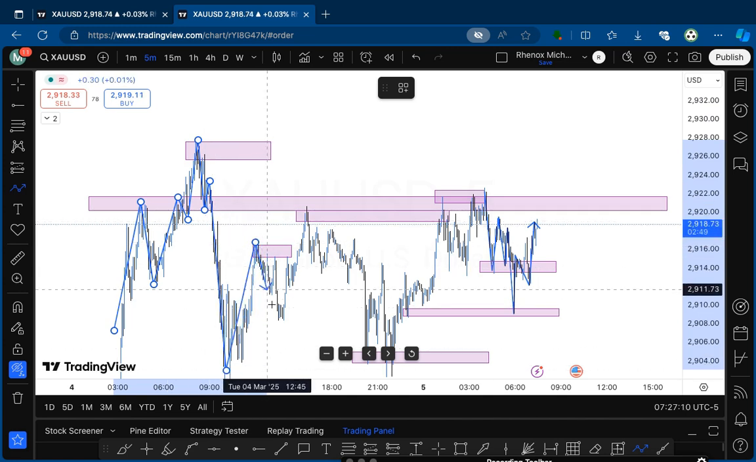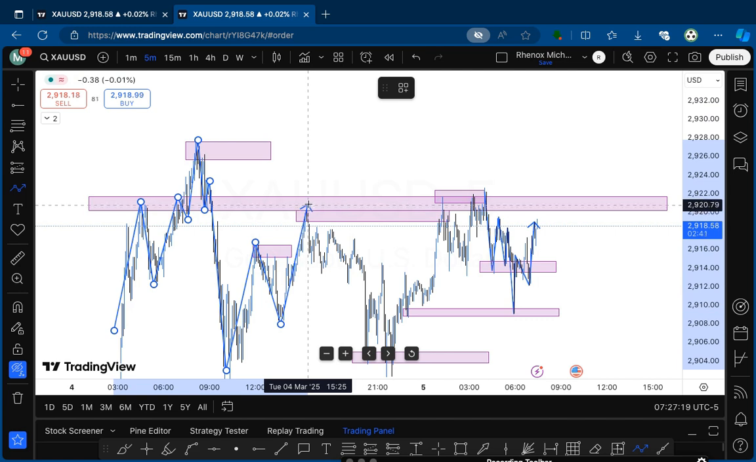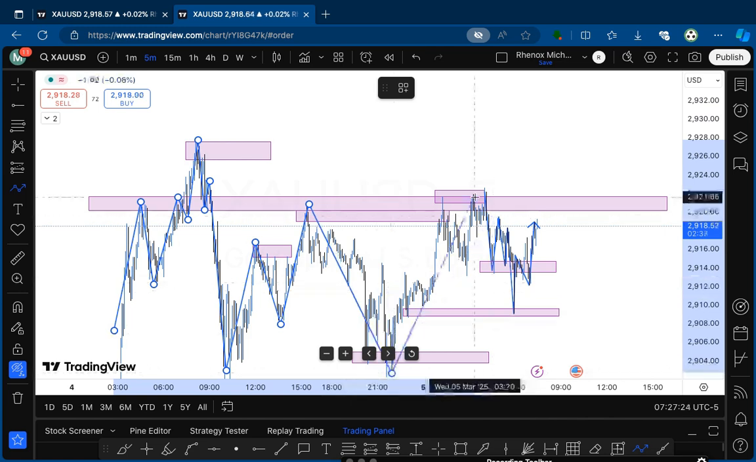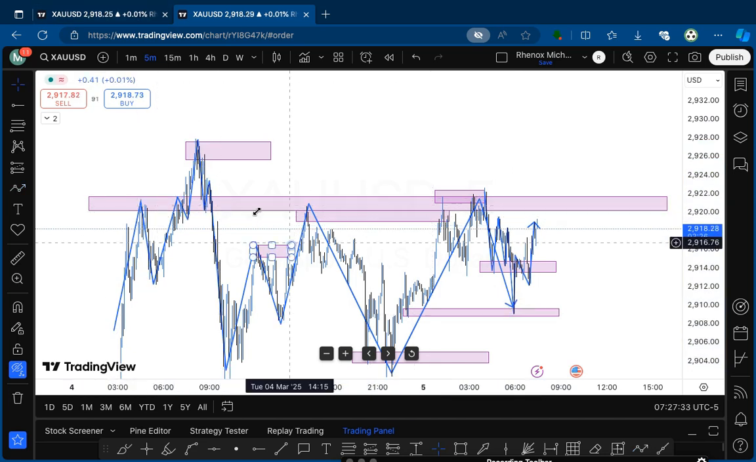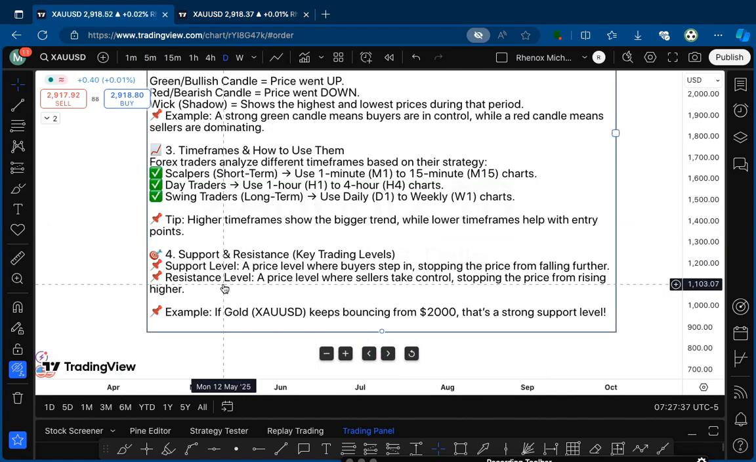reacted to this minor level, then came back to this major resistance level again, and came all the way down here again. So those key areas where price keeps reacting, you notice that that is a very strong support and a very strong resistance level. That's just an example for you guys.